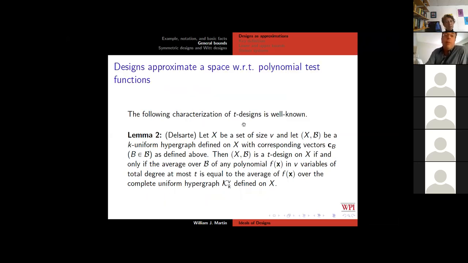So Delsarte proved, and various other people have rediscovered this, that designs are essentially ways to approximate the large space. What you want to do is approximate the collection of all K-element subsets of a set of size V with a very small collection of K-element subsets that are wisely chosen. And the approximation rule, the test statistics that we're going to apply, are polynomial functions of degree at most t. So a pair (X, B) is a t design on X if and only if the average over these blocks of any polynomial in v variables of total degree at most t is exactly equal to its average over the complete uniform hypergraph. So a t design is exactly a set which gives the same average as the complete uniform hypergraph for any polynomial of degree at most t.